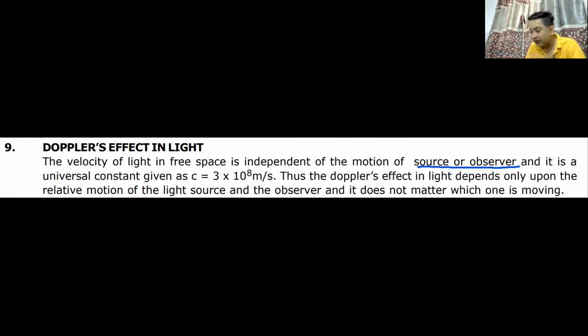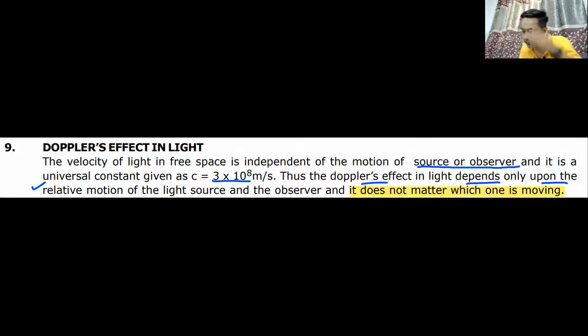The velocity of sound is not independent. It also depends on the medium itself. And it is a universal constant, the velocity of light. Thus, the Doppler's effect in light depends only upon the relative motion of the light source and observer. It does not depend on who is moving. Do we understand it? Yes, sir.